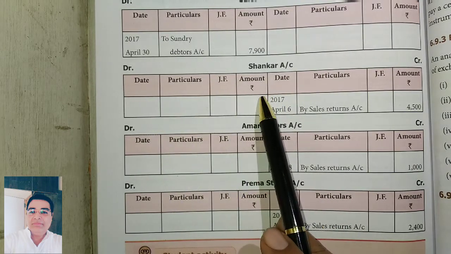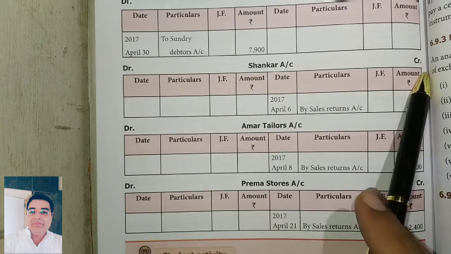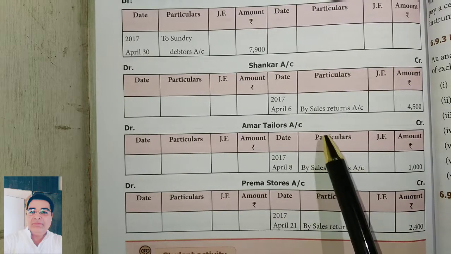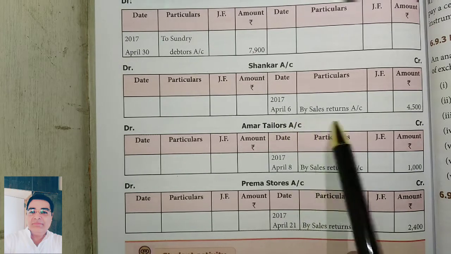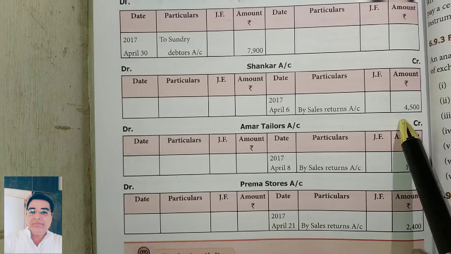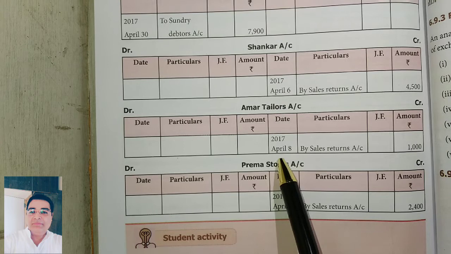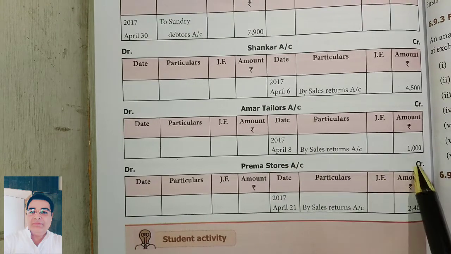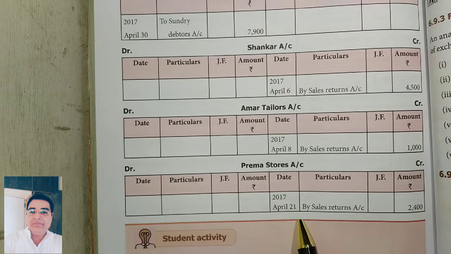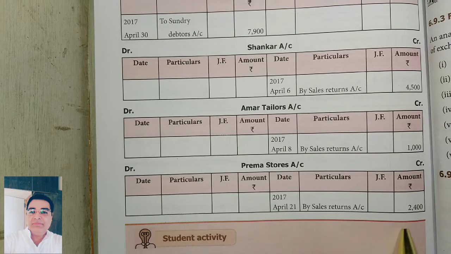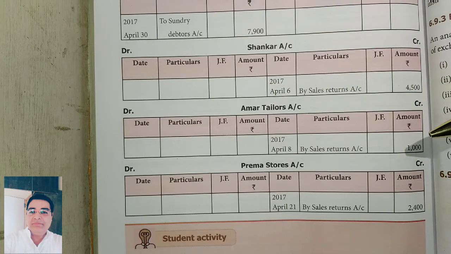Date, particulars, JF, amount. Date, particulars, JF, amount, once again you have to write. DR, CR means debit, credit. Then you write sales return account. So April 6 by sales return account 4,500. Next Amar Tailors account, 2017 April 8 by sales return account 1,000 rupees. Then Prema Stores, April 21 by sales return account 2,400. This is the easiest way to do the ledger.